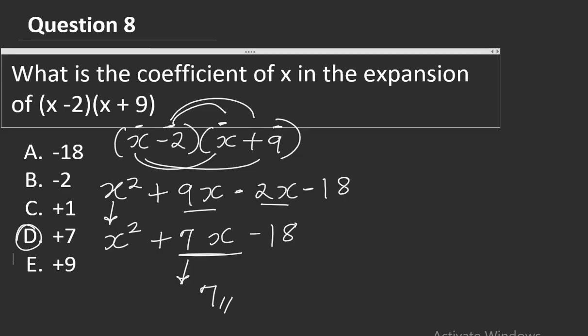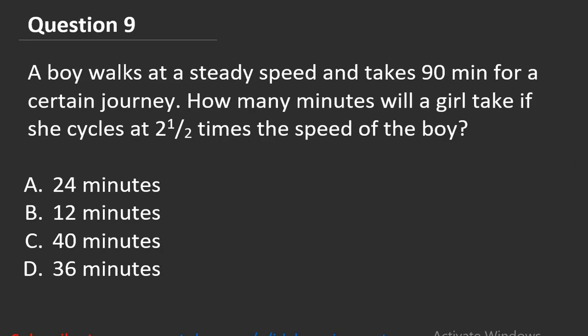Alright, question 9. A boy walks at a steady speed and takes 90 minutes for a certain journey. How many minutes will a girl take if she cycles at 2.5 times the speed of the boy? For this question, the speed of the boy was not given. So we can let the speed of the boy be equal to x.